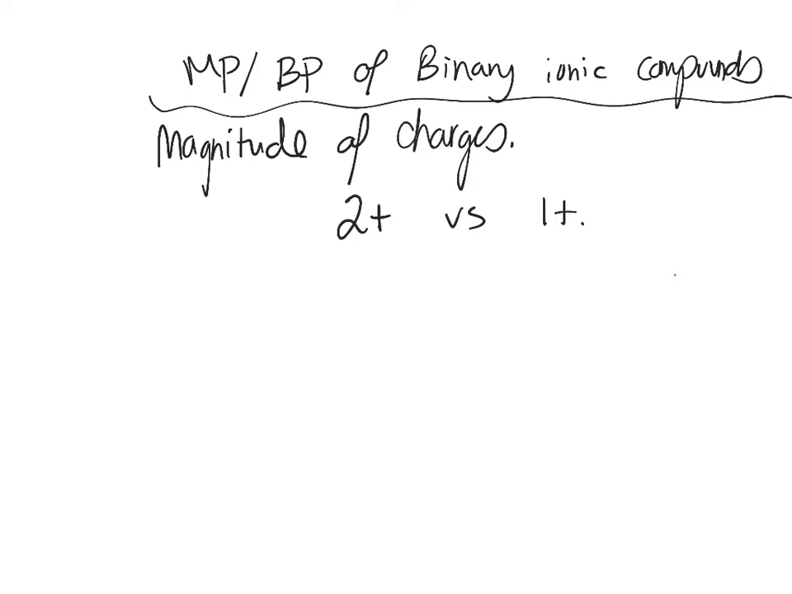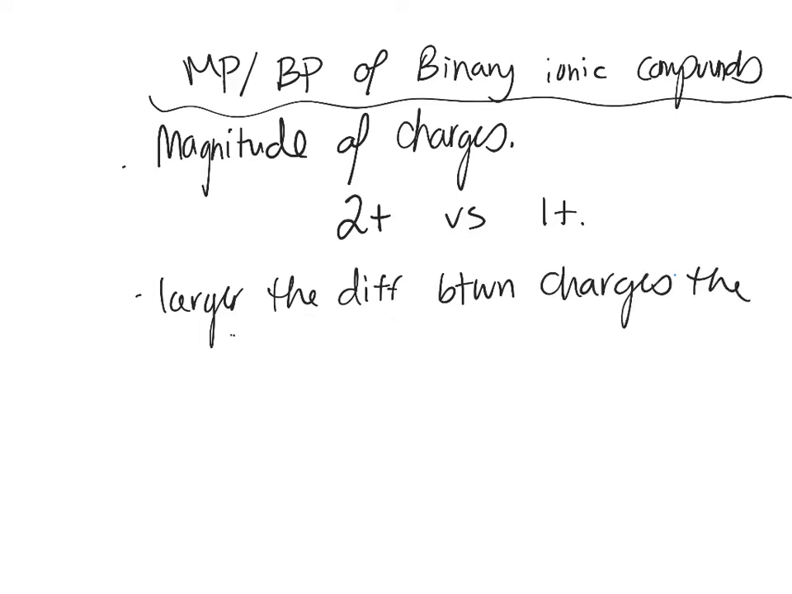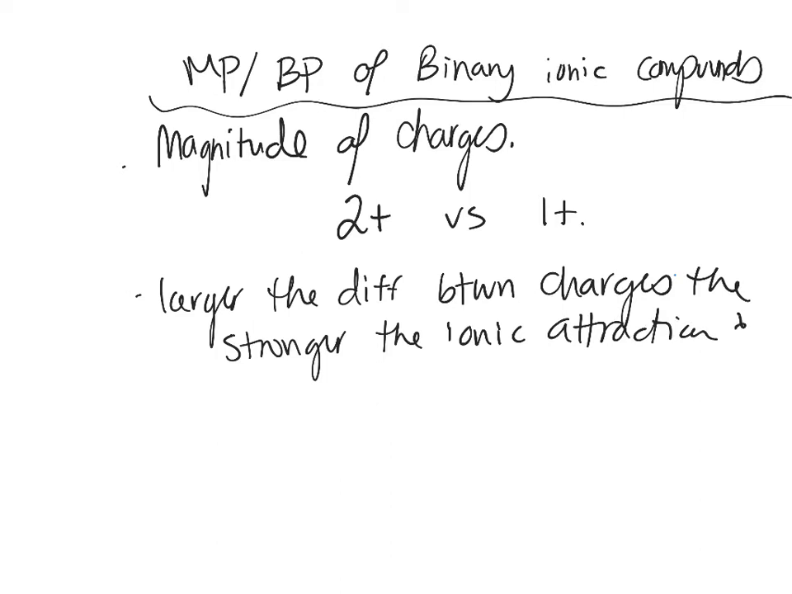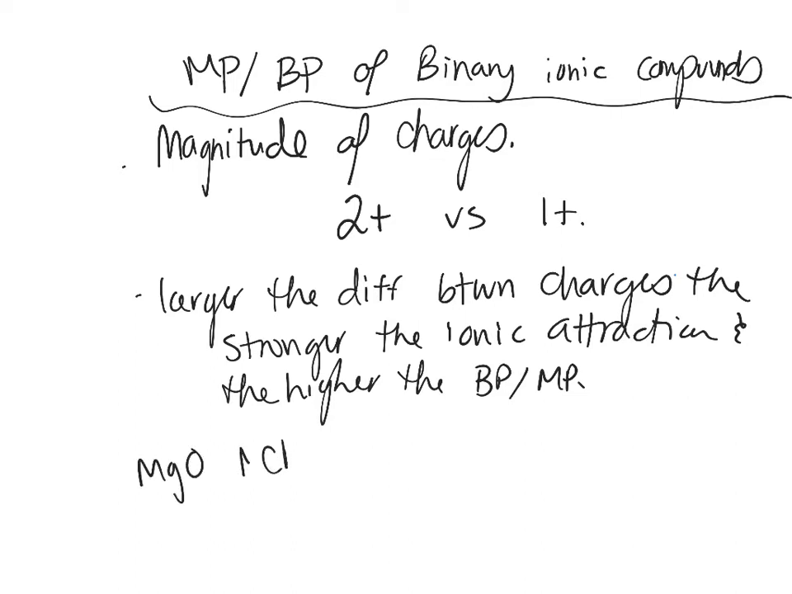So the larger the difference between charges, the stronger the ionic attraction, and the higher the boiling point or melting point, either or. So I had an example here, and it says, which ionic compound will melt first? Magnesium oxide or magnesium chloride?